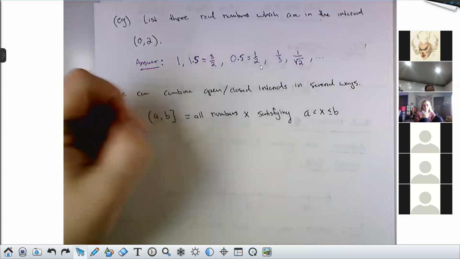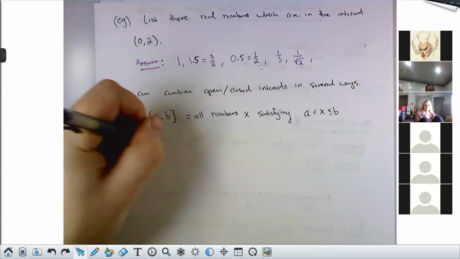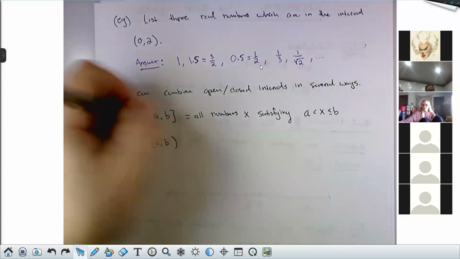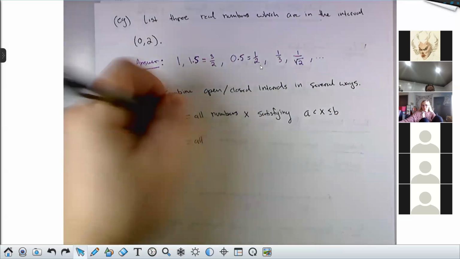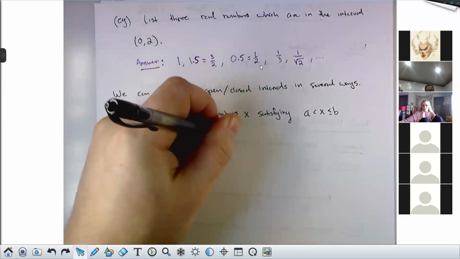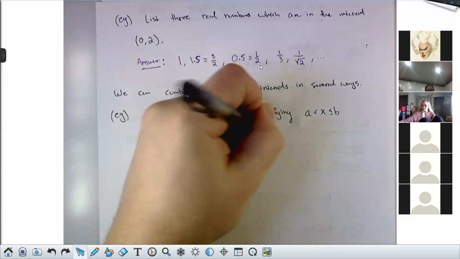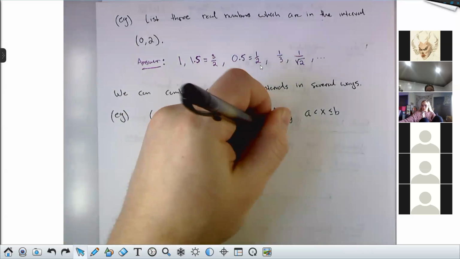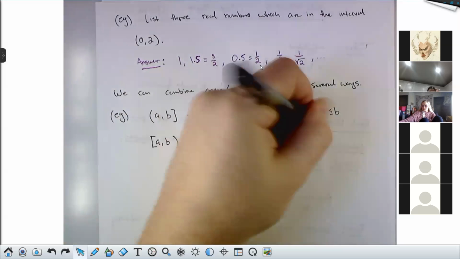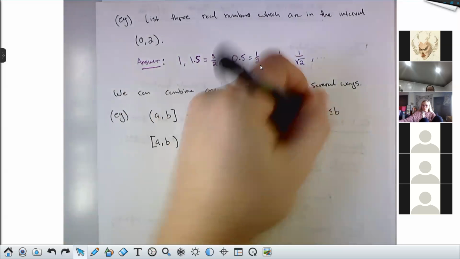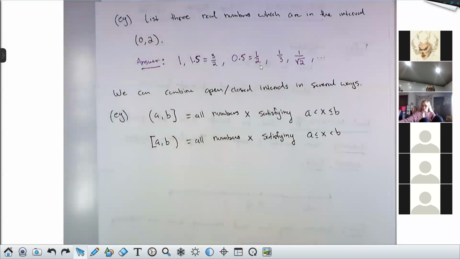You can do this the other way, where you close on the left and open on the right, which is all numbers X satisfying A is less than or equal to X is strictly less than B.